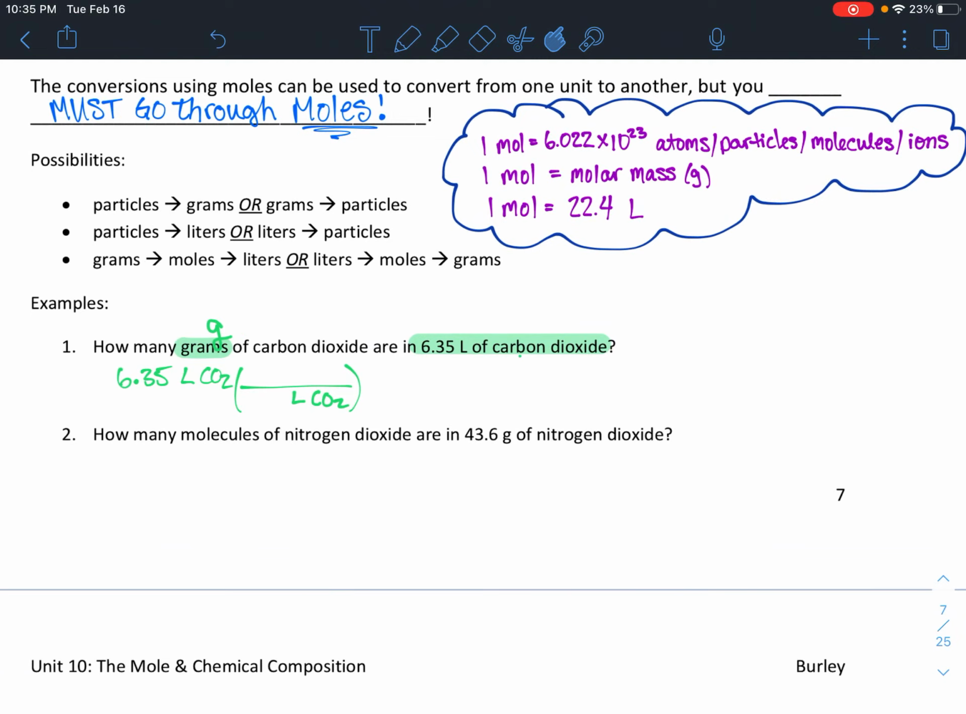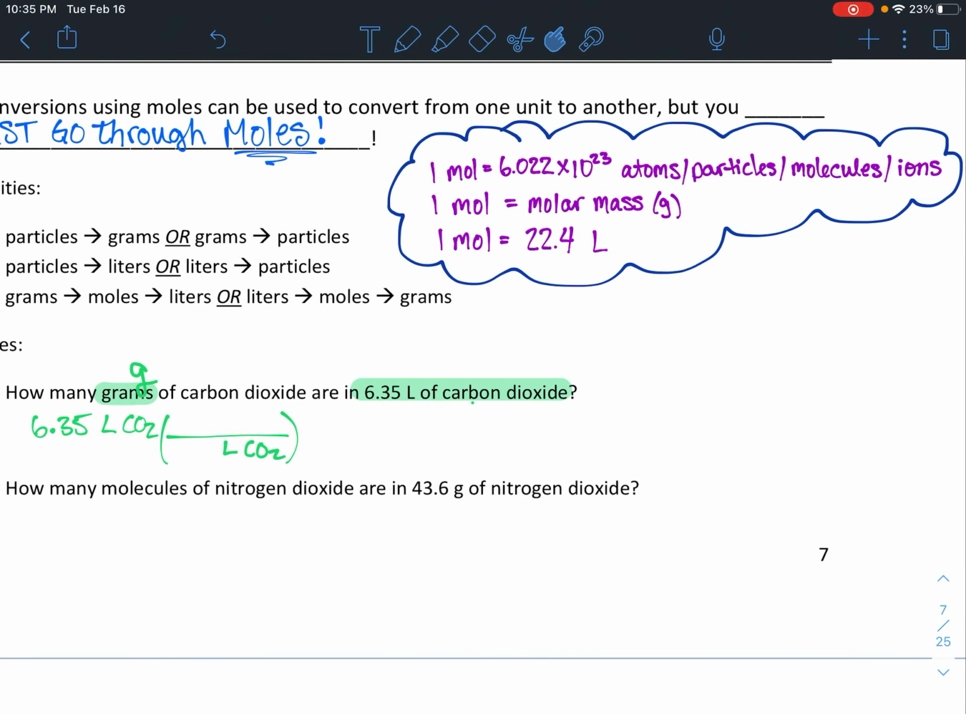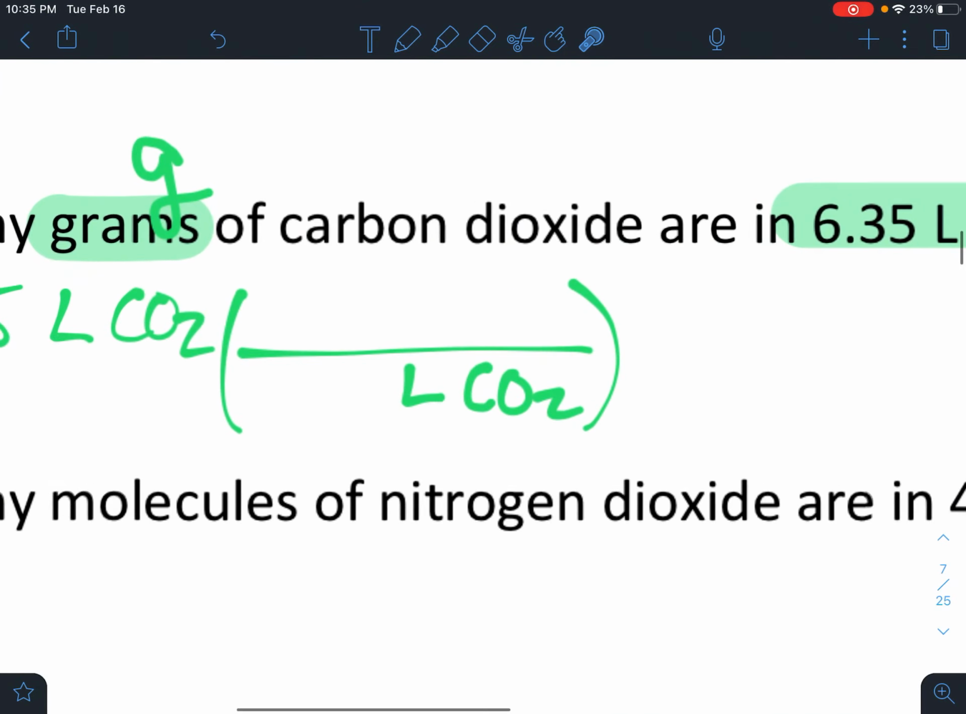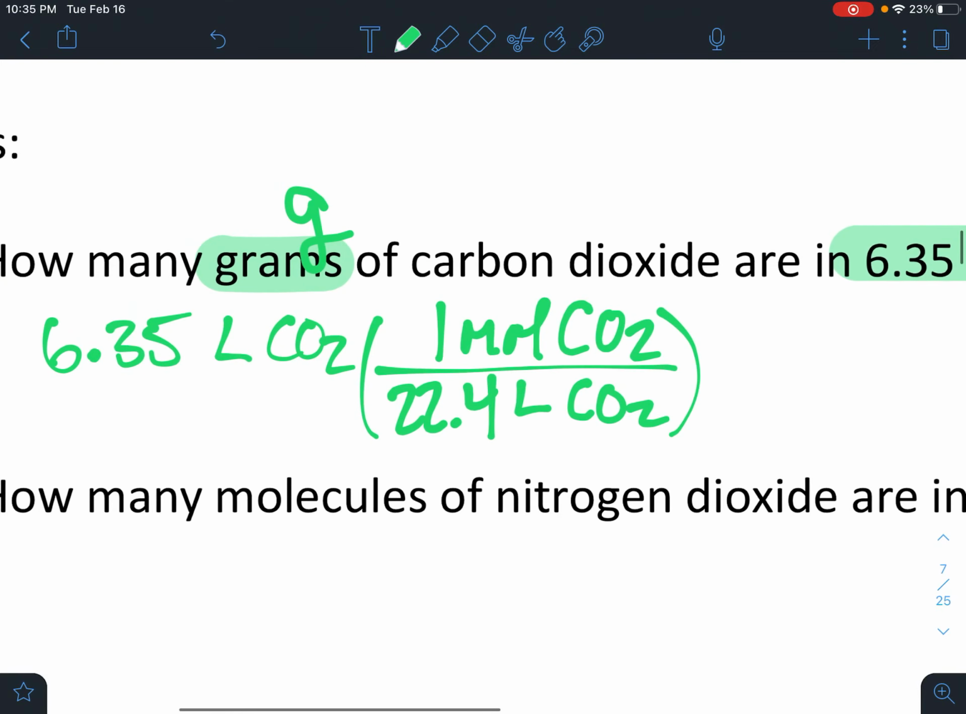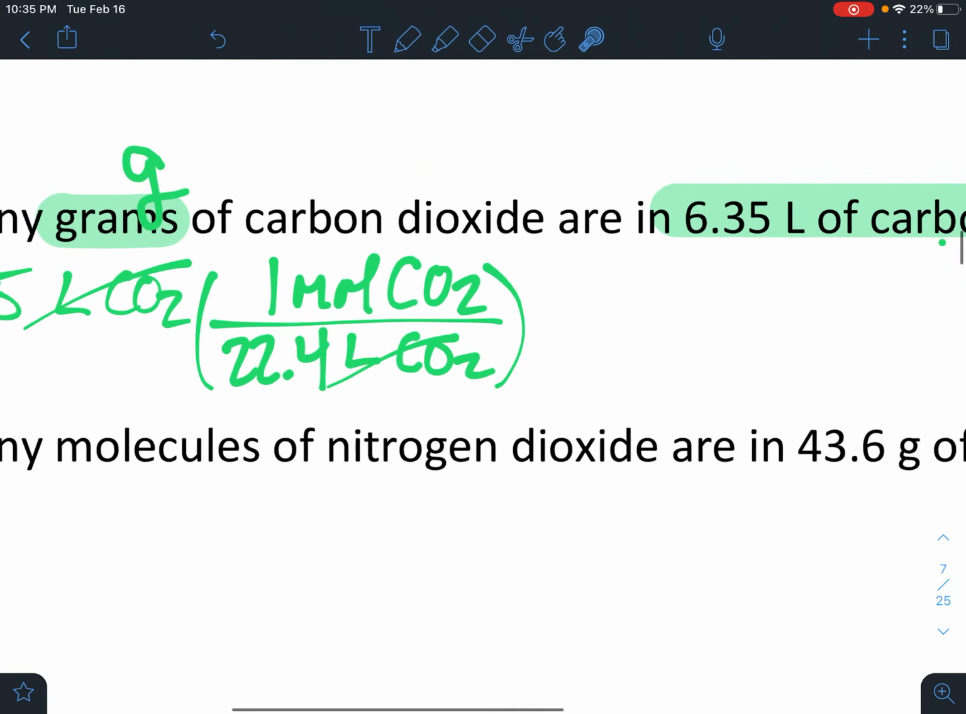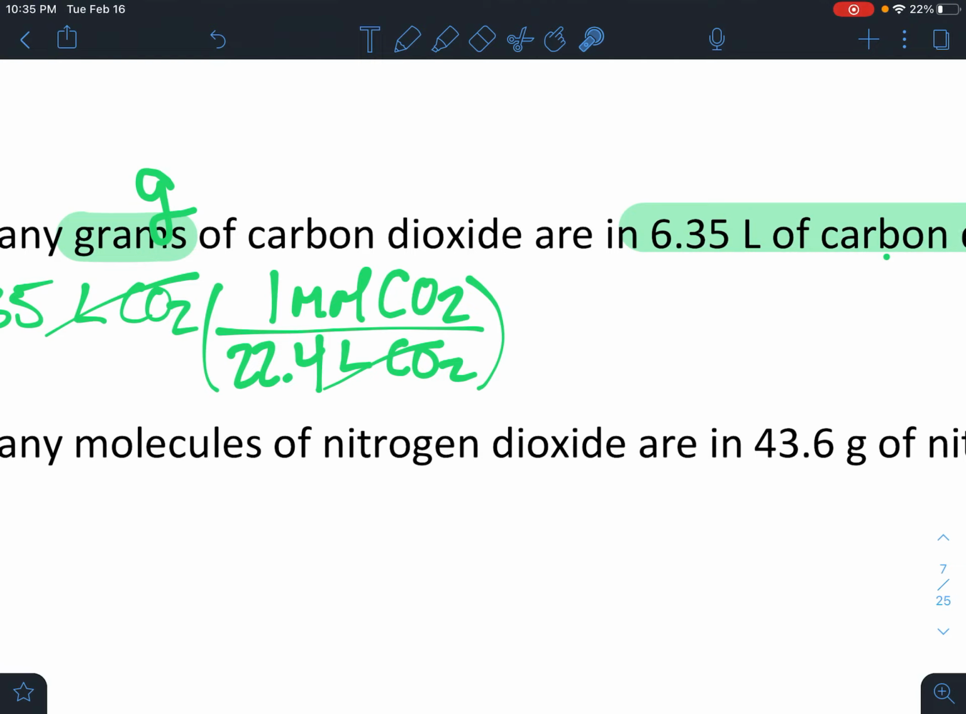Now, our equivalence ratio, if we take a look up here, our equivalence ratio with liters is that 22.4 liters is equal to 1 mole. So we're going to fill that in. We have 22.4 liters is equal to 1 mole of CO2. We're able to cross off liters because one's in the numerator, one's in the denominator, and we're left with moles. But the question asks for grams. This is how we know that we must have an extra step.